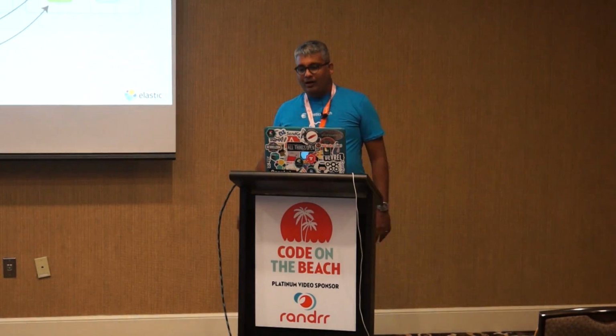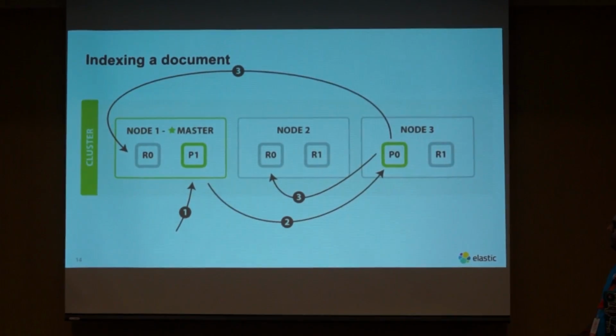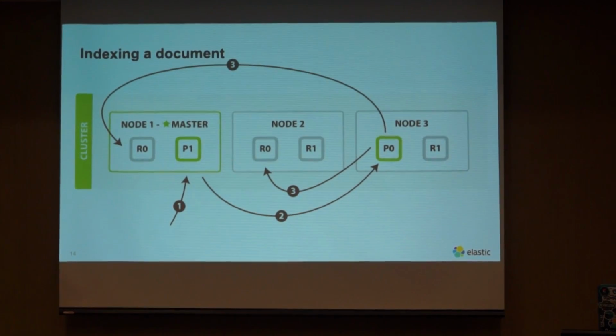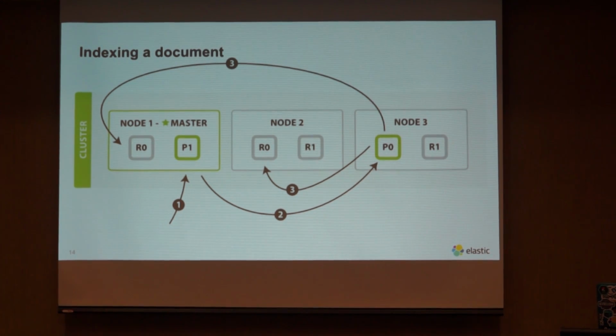So, all right, we're running out of time fast, so let's move on. As I mentioned, we're going to look at 3 types of requests here: indexing a document, retrieving a document, and searching for documents. Let's start with indexing a document.